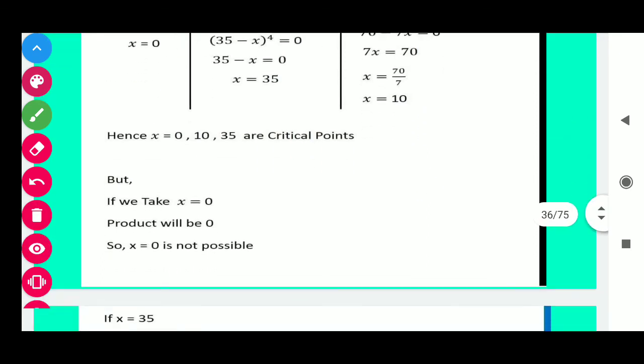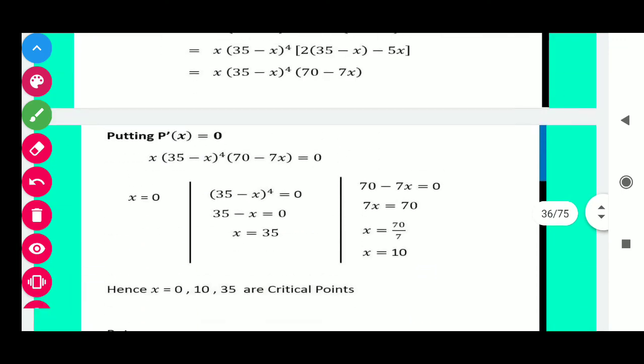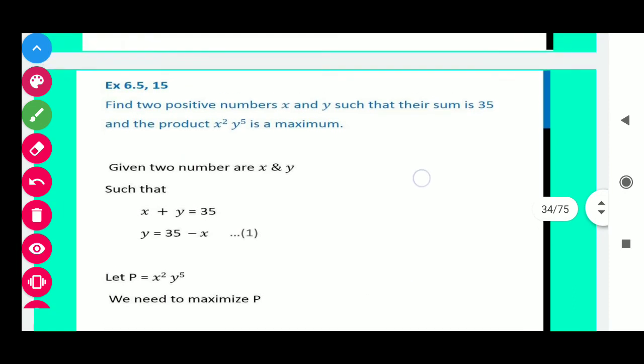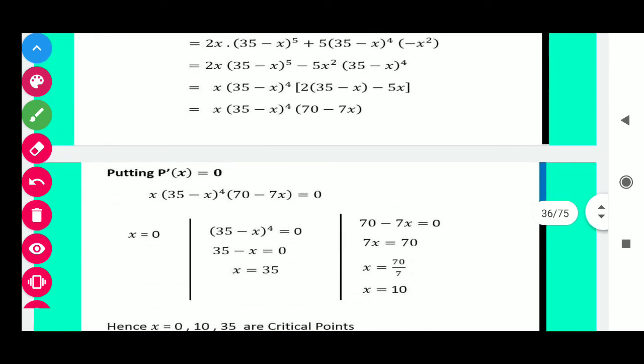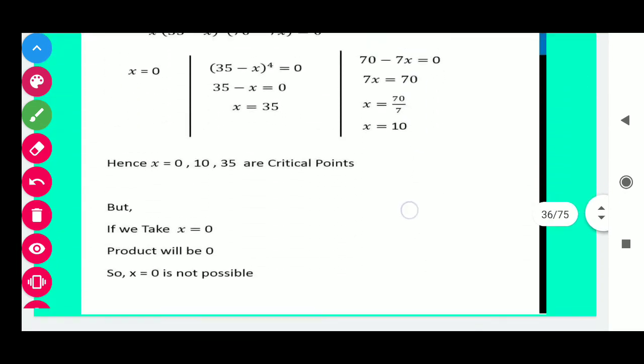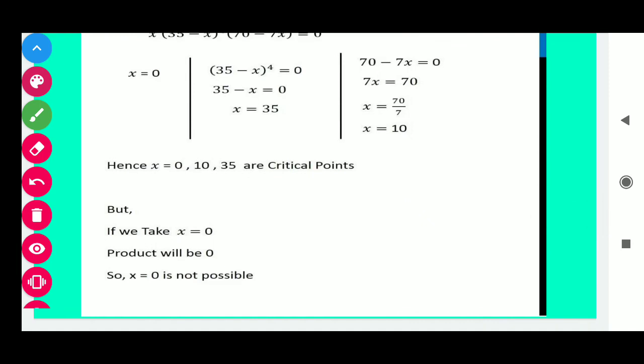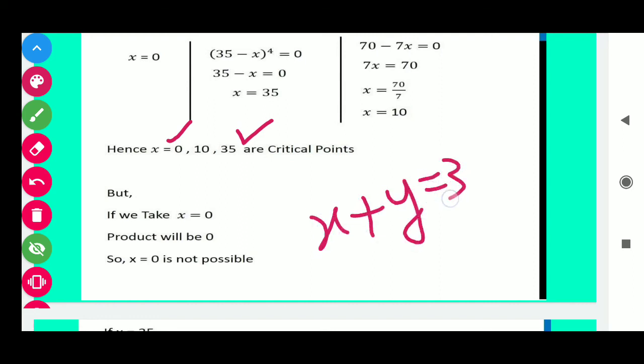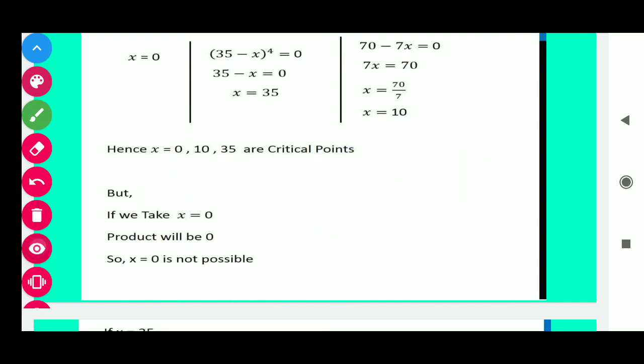is 35, then one number is 0. So students, what is the need to get the sum of two numbers? One number alone would be enough for this. If we take x = 0, then the second number comes out completely as 35, and if we take x = 35, then the second number is 0. But what has been said in the question? The sum of two numbers is 35. So students, we will take x = 10 as the critical point.